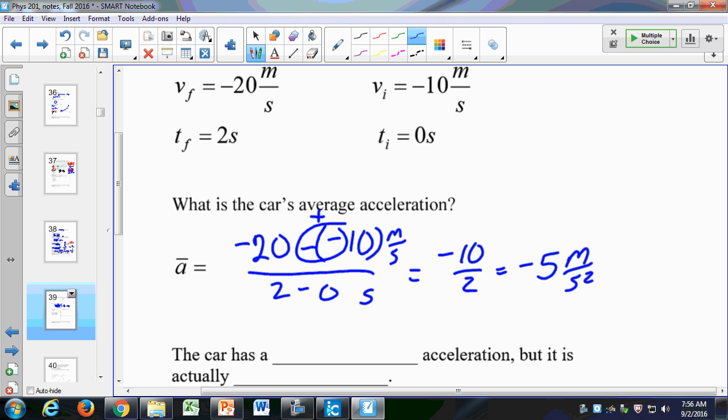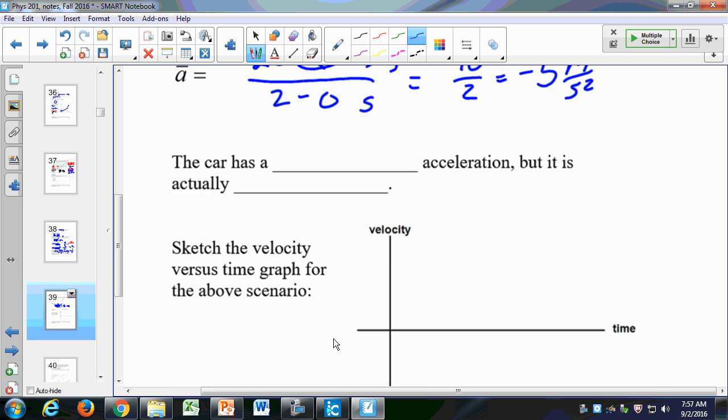Right, is this object speeding up or slowing down? Look at the initial and final velocities and tell me, is it speeding up or slowing down? It's speeding up. It went from minus 10, that is 10 meters per second to the left, to minus 20, that is 20 meters per second to the left. So it is speeding up, but it has a negative acceleration. So this car has a negative acceleration, but it is actually speeding up.